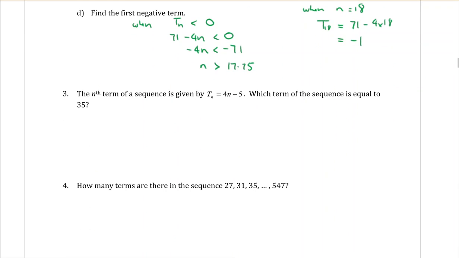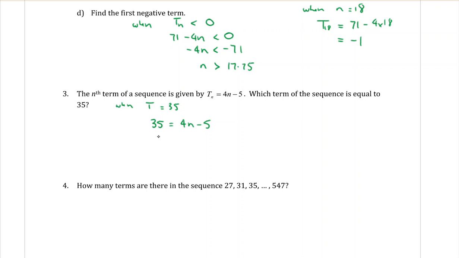Question 3. The nth term of a sequence is given by t of n equals 4n minus 5. So I'm giving you the general rule for this sequence. Which term of the sequence is equal to 35? So all I'm wanting to do is find out when t is equal to 35, and I want to find out what n is. And I'm going to put it into that equation that it gave me. So the t of n is the 35 equals 4n minus 5, and solve the equation.